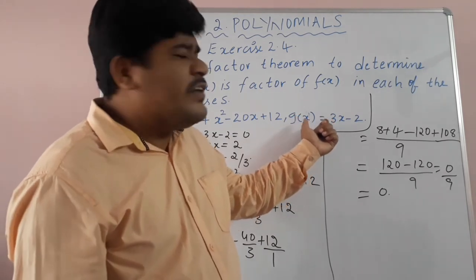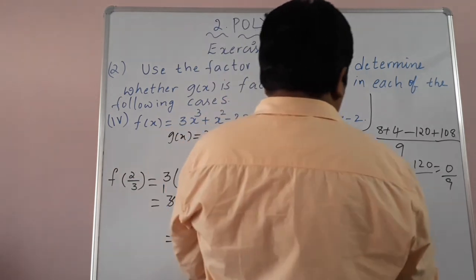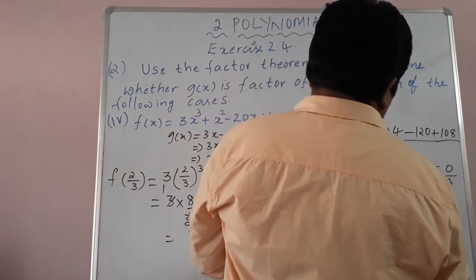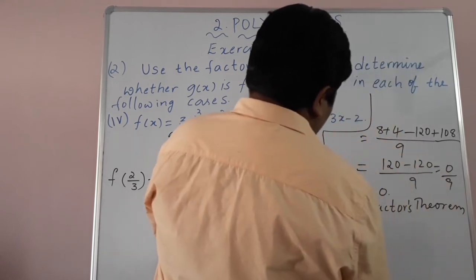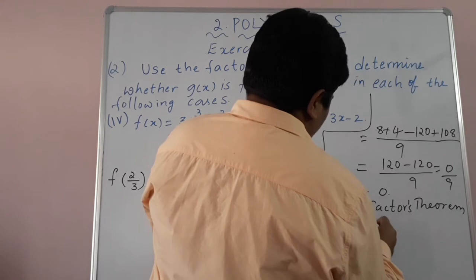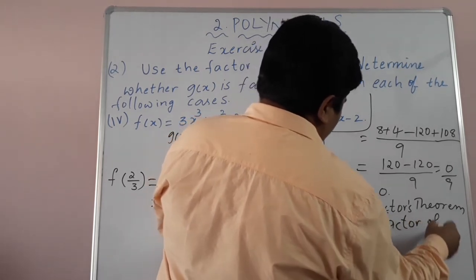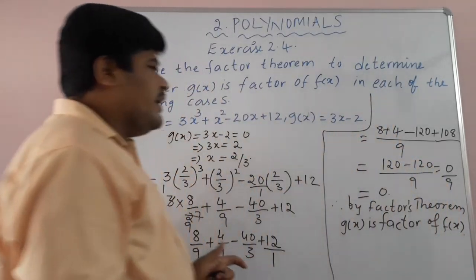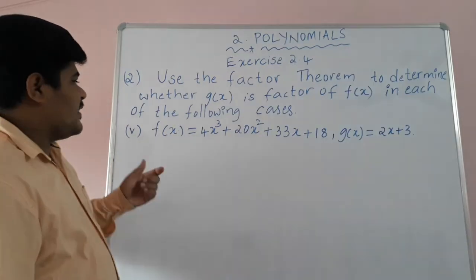So here, with what we divided? 3x minus 2. So you can write, therefore by factor theorem, g of x is a factor of f of x. Okay, so children, in this way we can solve this problem. Now let's see the next problem.